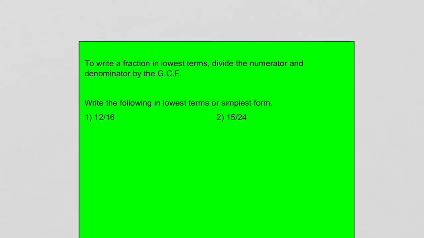So I'm going to flip forward. And it says here, to write a fraction in lowest terms, divide the numerator and denominator by the greatest common factor. And it says, write the following in simplest terms, or lowest terms, or simplest form. So the first fraction we have here is 12 over 16. Oh, I want to do this in blue. There we go. So 12 over 16.